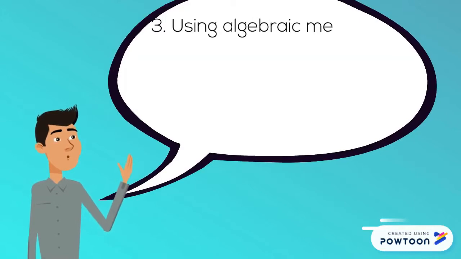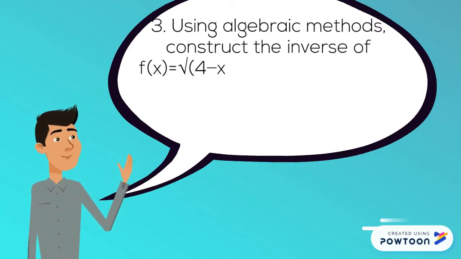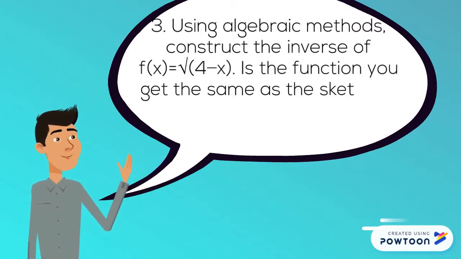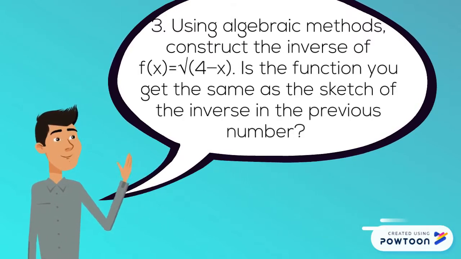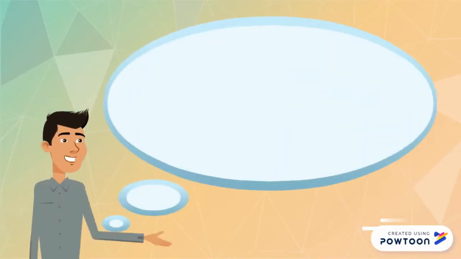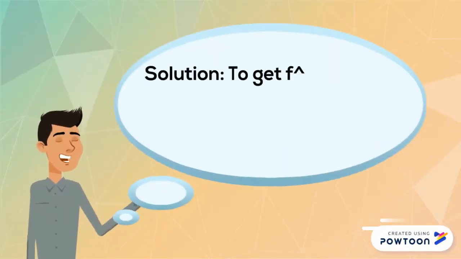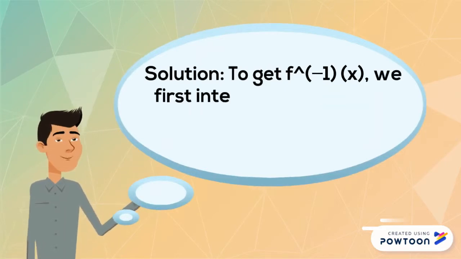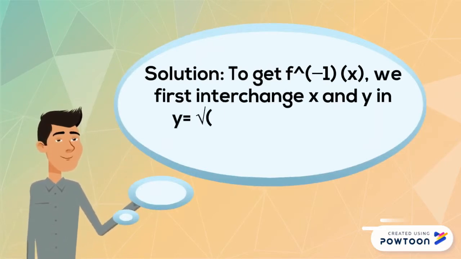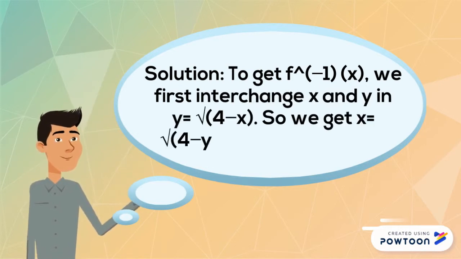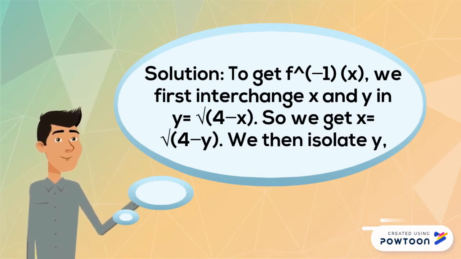Number 3. Using algebraic methods, construct the inverse of f of x is equal to the square root of 4 minus x. Is the function you get the same as the sketch of the inverse in the previous number? Solution. To get the inverse function, we first interchange x and y in y is equal to the square root of 4 minus x, so we get x is equal to the square root of 4 minus y. We then isolate y.